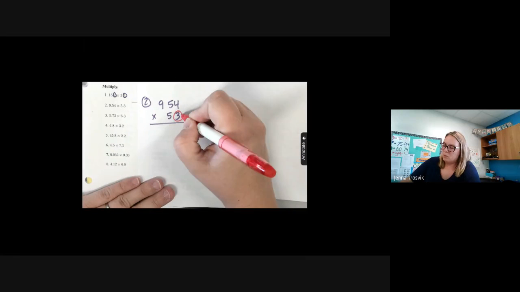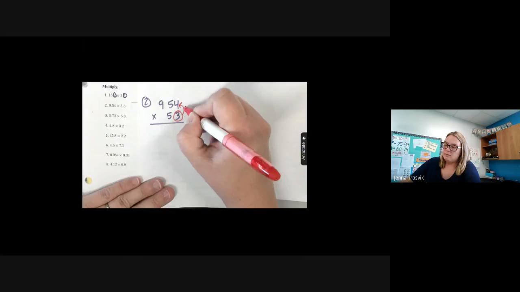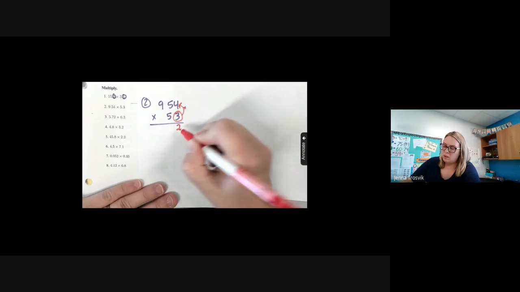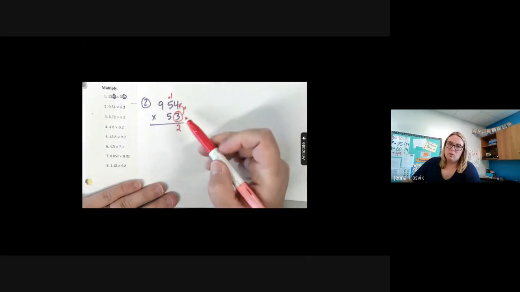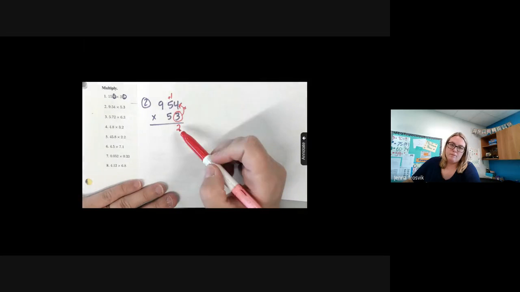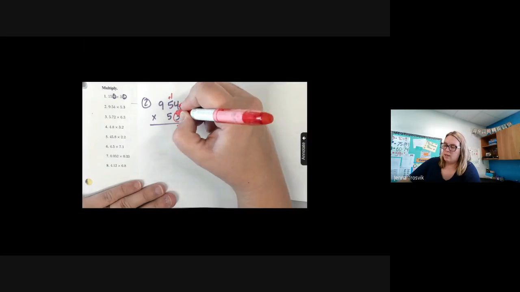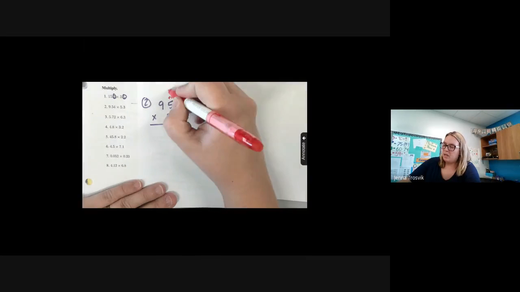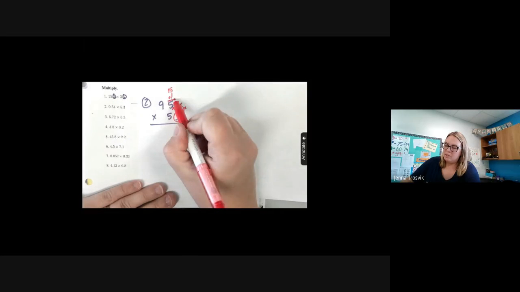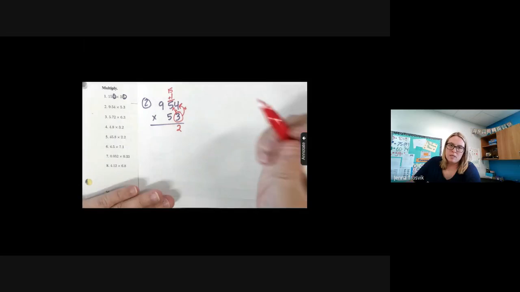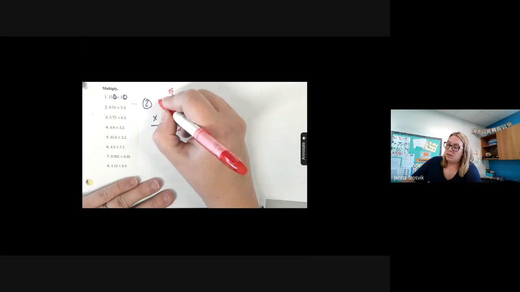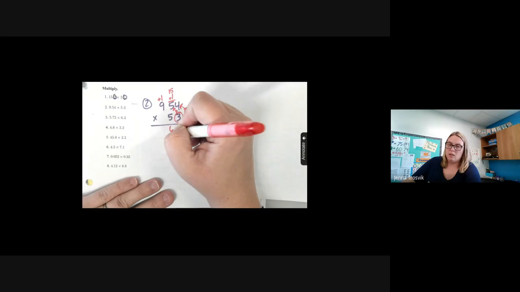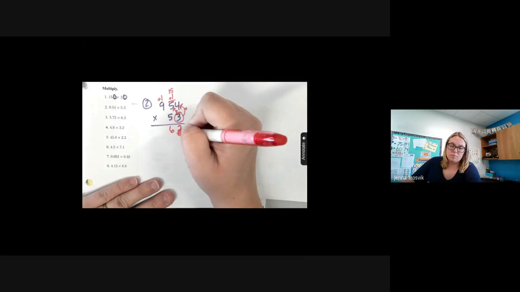So the first number, 4 times 3 or 3 times 4, gives me 12. I put my 2 down below, and I put the 1 up above the next number I'm multiplying by. So 12, 1 goes up above, 2 goes down below. Next, I take 3 times 5, and I get 15, and I'm going to add it to that 1 that I carried above. So 15 plus 1 gives me 16. So the 6 this time goes down below, and I'm going to carry the 1. So 16, 1 goes up above, 6 goes down below.